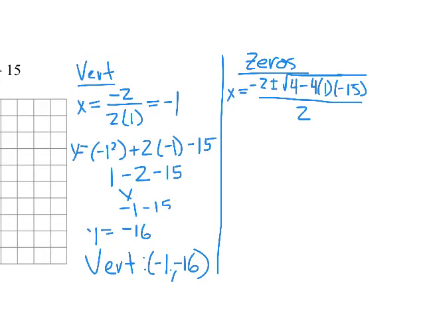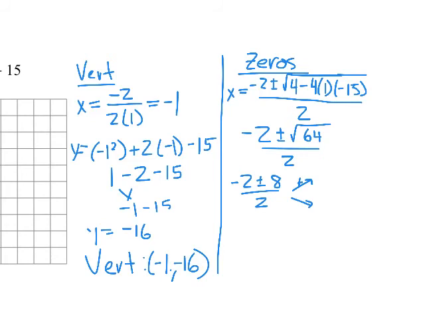Okay, so now inside my radical, I need to do negative 4 times 1 times negative 15. That's positive 60. Add 4 more to that, and that's 64. So I have negative 2 plus or minus the square root of 64 over 2. The square root of 64 is 8. So I have negative 2 plus or minus 8 over 2. Then I got to do my plus and my minus. So for plus, I have negative 2 plus 8 would be positive 6. Positive 6 divided by 2 is 3. And then my minus, negative 2 minus 8 is negative 10. Negative 10 divided by 2 is negative 5. So these are my two zeros. This is my vertex. And now I'm ready to graph.